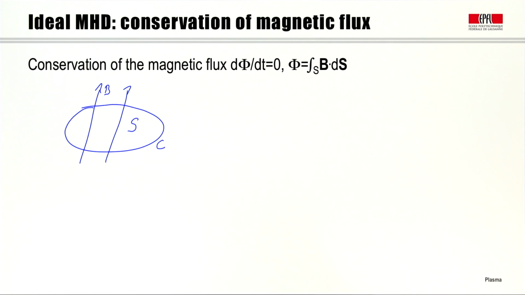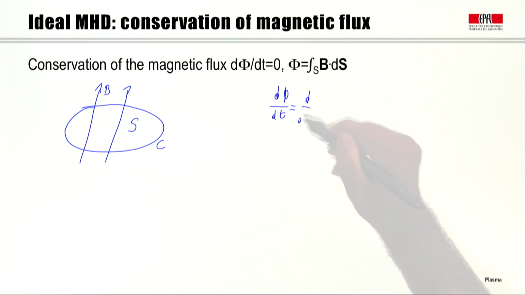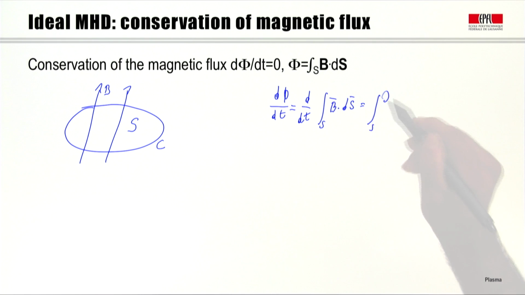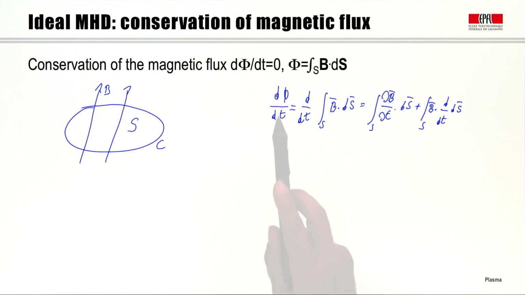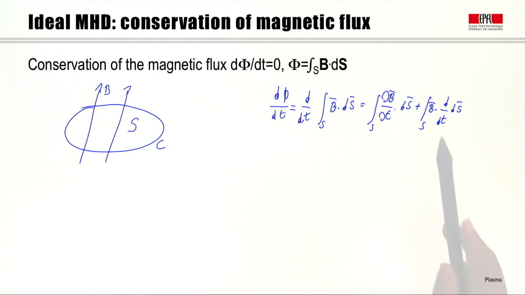So let's describe the time derivative of the magnetic flux, dφ by dt. We can put the time derivative into the surface integral because the temporal and spatial coordinates are independent. So dφ by dt is the sum of two terms, the time derivative of the magnetic field, dB by dt dot dS, plus B dot the time derivative of dS, the surface element. We can study these two terms separately.